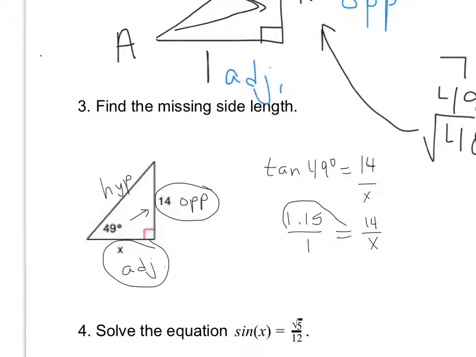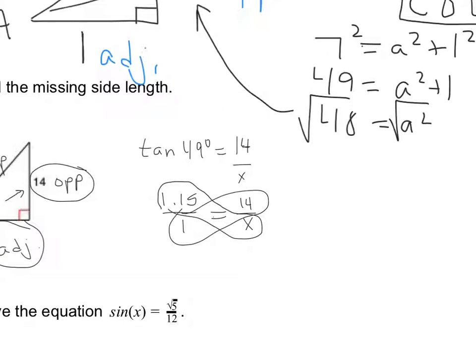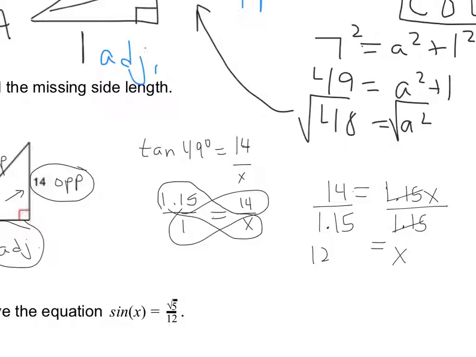So I can cross multiply. 1 times 14 is 14. And 1.15 times x is 1.15x. And so I'll simply divide both sides by 1.15. So x is going to equal 14 divided by 1.15, which is going to give us 12.17. So that is the missing side. So all we got to do is set up our ratio and solve for it.